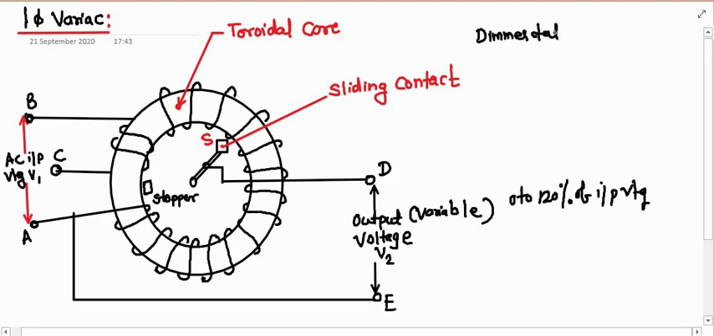So what is the use of auto transformer? It is used to get variable AC voltage. By moving this sliding contact, with a stopper here, up to this point only we can vary the voltage. Beyond 120% we cannot go. The sliding contact continuously moves along the surface of the winding, so the number of turns varies. As the number of turns varies, my output voltage varies. This is one of the fantastic applications of your auto transformer.